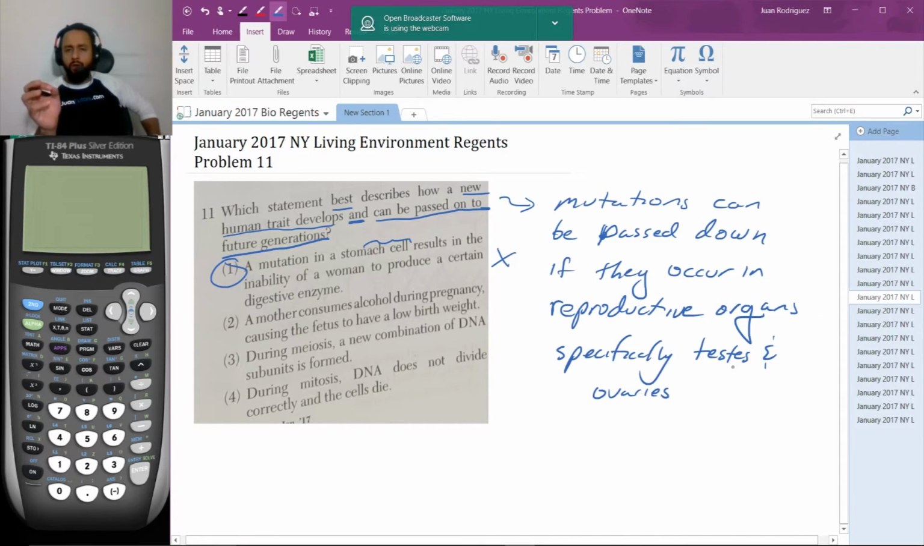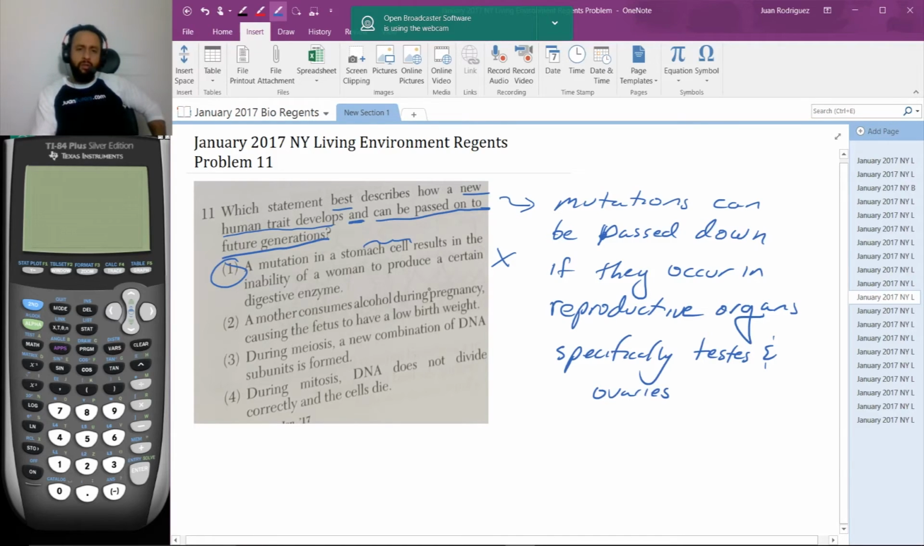The testes are constantly producing sperm, so that mutation can be passed on if it occurs at any point. For females, they actually produce their egg cells before they're born, so that mutation would have to occur before the girl is born. But then those mutations can be passed down. But if the mutation occurs in the stomach, in the brain, in the heart, in the lung, anywhere other than those places, the mutations cannot be passed down.